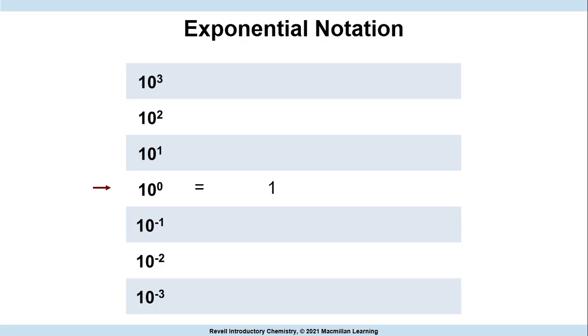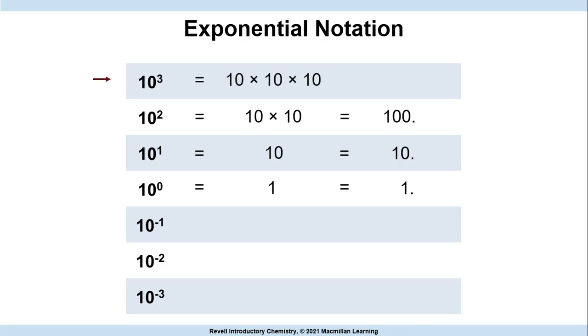So 10 raised to the power 1 is equal to 10. Now, if we have 10 raised to the power 2, it is the same as 10 times 10, which is 100. If we have 10 raised to the power 3, it is the same as 10 times 10 times 10, which is equal to 1,000. All right. Now, let's look at negative exponents.